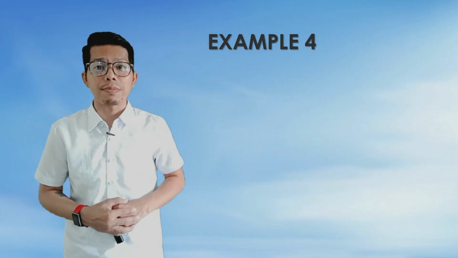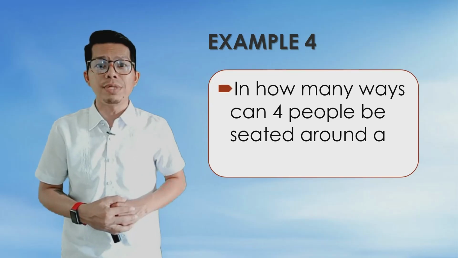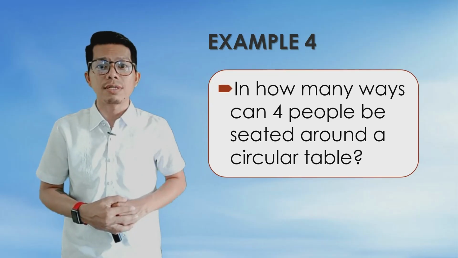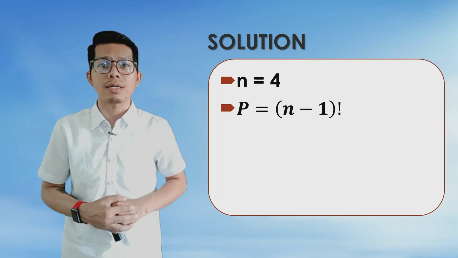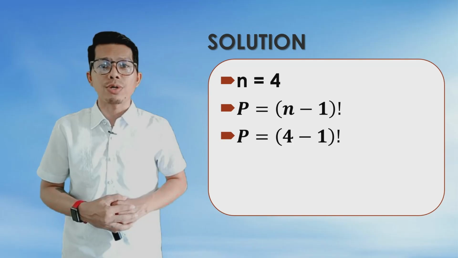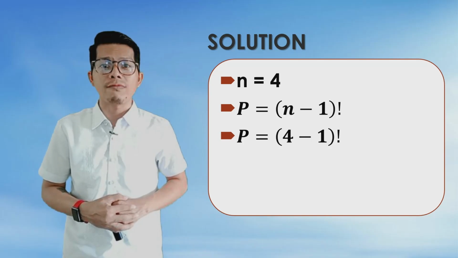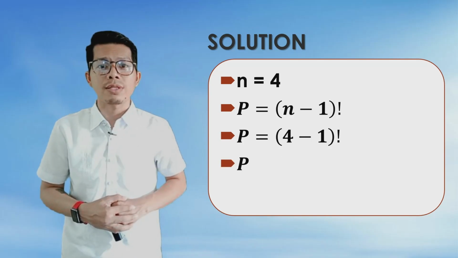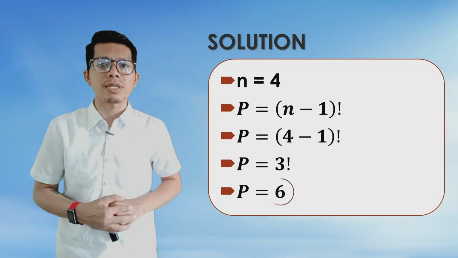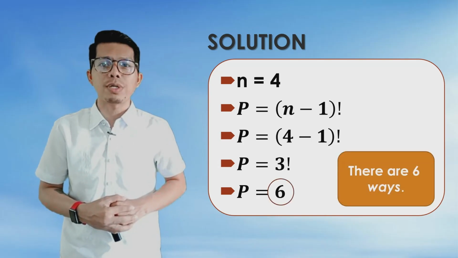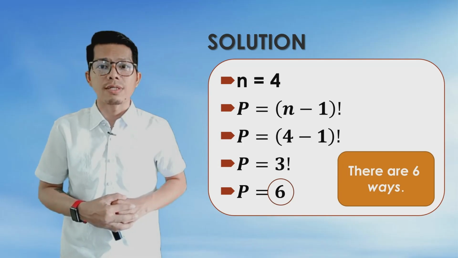Going back to our example, in how many ways can 4 people be seated around the circular table? In this case, there are 4 people, therefore n is equal to 4. By substitution using the formula, the circular permutation is equal to the quantity 4 minus 1 factorial. And 4 minus 1 is 3. And therefore, 3 factorial is equal to 6. Therefore, there are 6 ways that 4 people can be seated around a circular table.